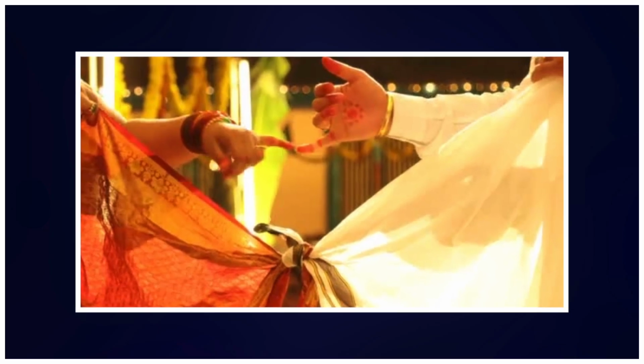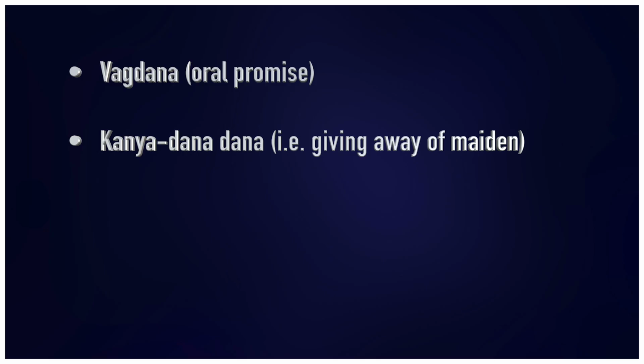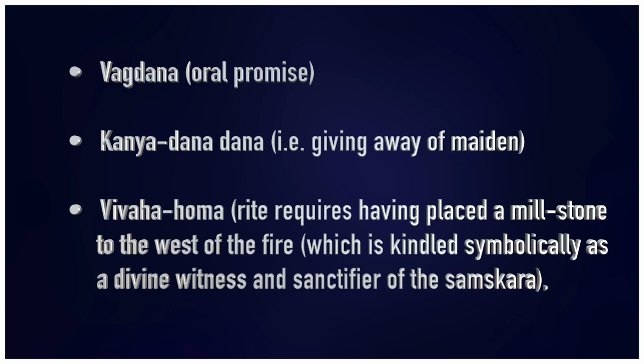Let us now talk about marriage rites. Several rites and ceremonies, that is vidhi, are performed in Hindu marriages. Of these rites are Vagdana, that is oral promise, Kanyadana, that is giving away of the maiden or the girl. The Vivaha Homa rite requires having placed a millstone to the west of the fire, which is kindled symbolically as a divine witness and sanctifier of the samskara.